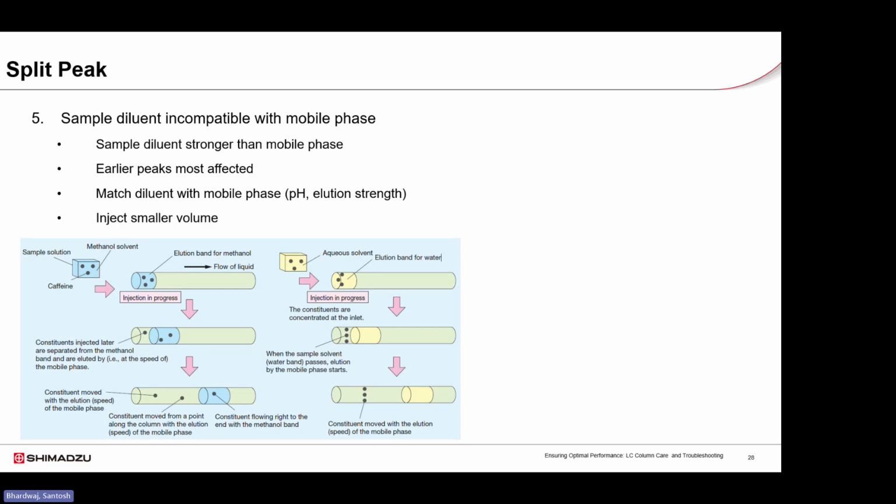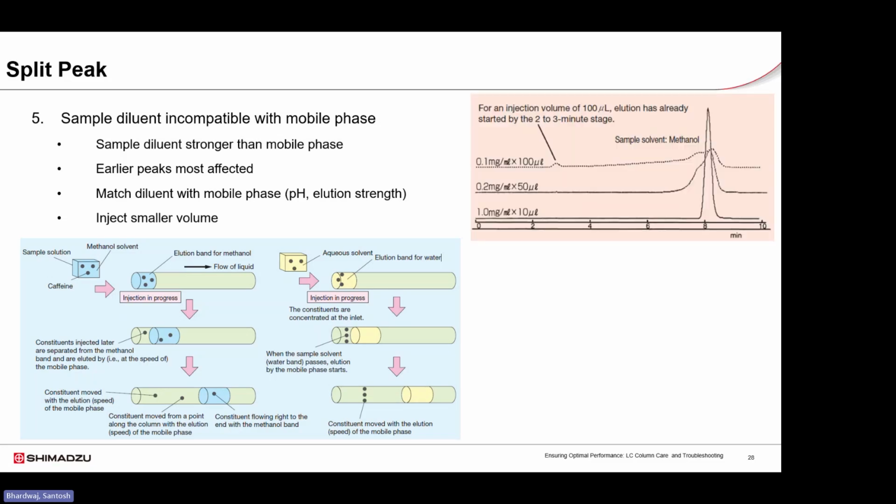If the diluent is stronger than the mobile phase, especially for early eluting compounds, poor focusing can occur at the column inlet, leading to a distorted or split peak. To prevent this, always match the diluent strength and pH as closely as possible to the mobile phase and consider reducing the injection volume.